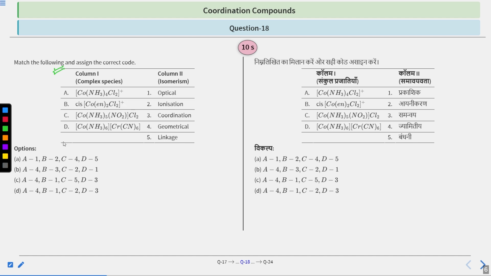So options are: A is for 1, B is for 2, C is for 4, D is for 5. A is for 4, B is for 3, C is for 2, D is for 1. A is for 4, B is for 1, C is for 5, and D for 3. Or A for 4, B for 1, C for 2, and D for 3. You have 10 seconds to solve this question. After that, we will see the correct answer.